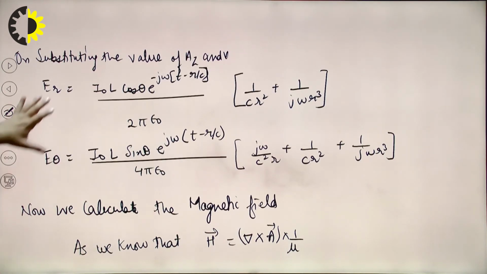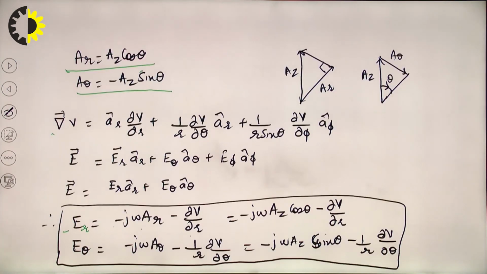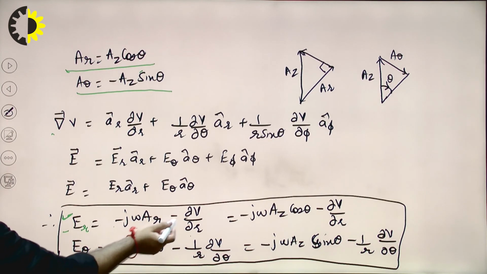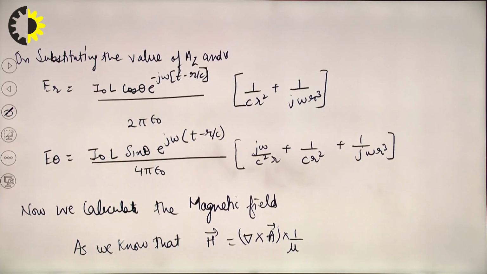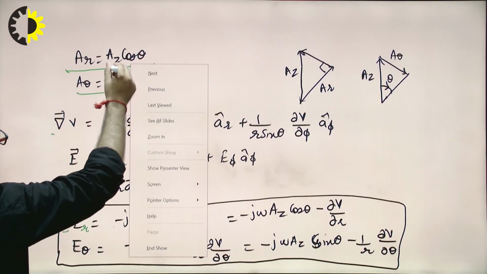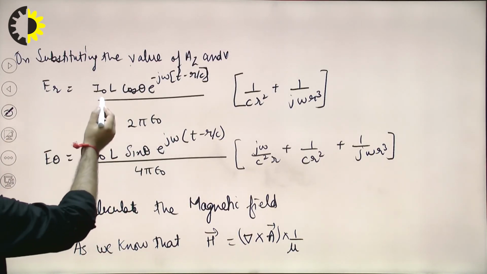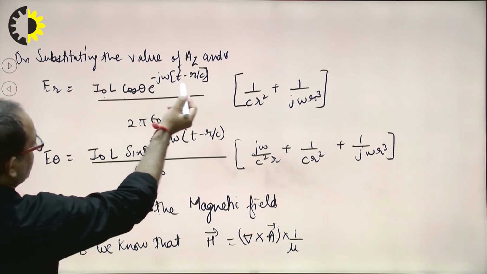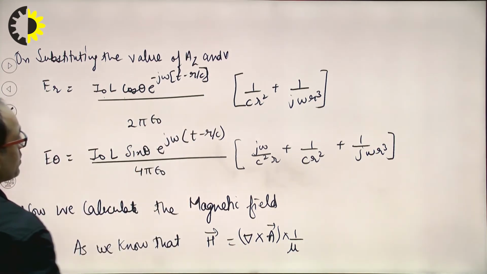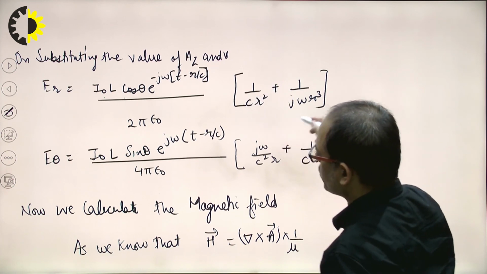So on substituting the values of AZ and V in ER, put the value of V and AR in this. AR is equal to what? AZ cos theta, and put the value of AZ, you will see that ER comes out to be I naught L cos theta e to the power j omega t minus r by c upon 2 pi epsilon naught, times the bracket starting with 1 by c r square.